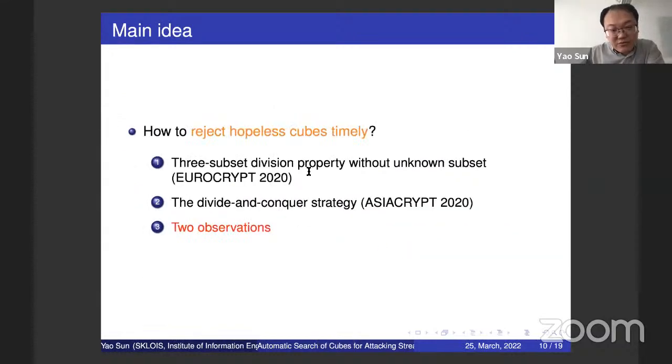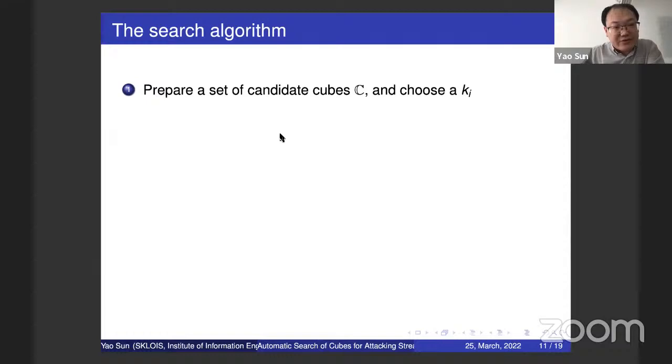And we also reject hopeless cubes timely instead of finishing all the computations. And to reject hopeless cubes timely, we need the subset method, the divide and conquer strategy, and the 2 observations. And then we get the search algorithm.